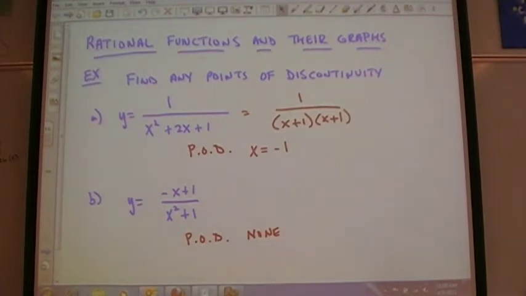So that leads us into the different types of points of discontinuity. You either have a vertical asymptote or a hole. So let's look at those two.